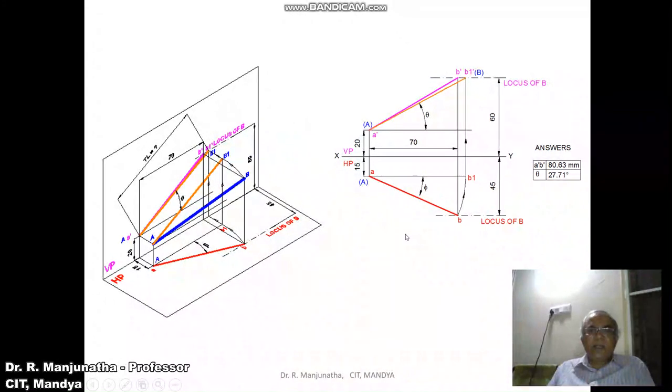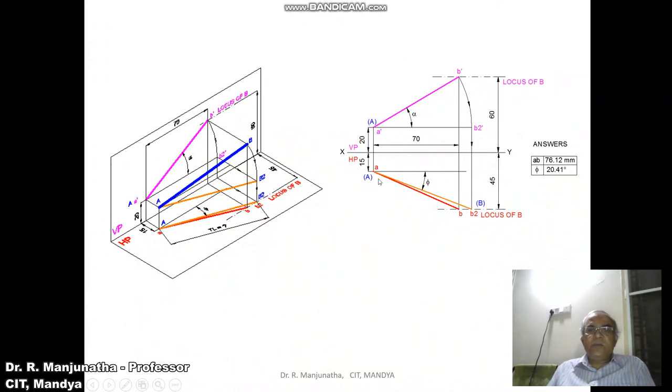Now similarly, you can see the true length in the horizontal plane. When you want to find the true length in the horizontal plane, make the front view line parallel. With A dash as center taking the radius of A dash B dash, you rotate such that both A dash and B2 dash are above HP by 20 mm. That means the line is parallel to HP. So you are getting the true length in HP, that is AB2, which is capital A and capital B. That is what we have done in 3D also.